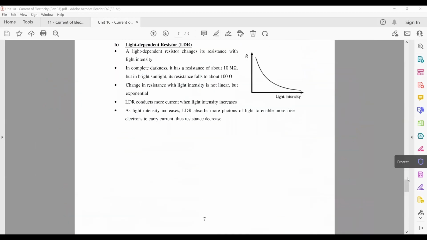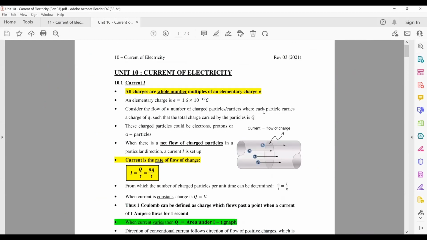Now we go back to page 1. We'll go through all the different terms like current, voltage, and resistance. The first thing you would learn is current, I. Before we go to current, we need to talk about charges first. All charges that exist naturally are whole number multiples of an elementary charge, E. An elementary charge E is 1.6 times 10 power minus 19 coulomb.